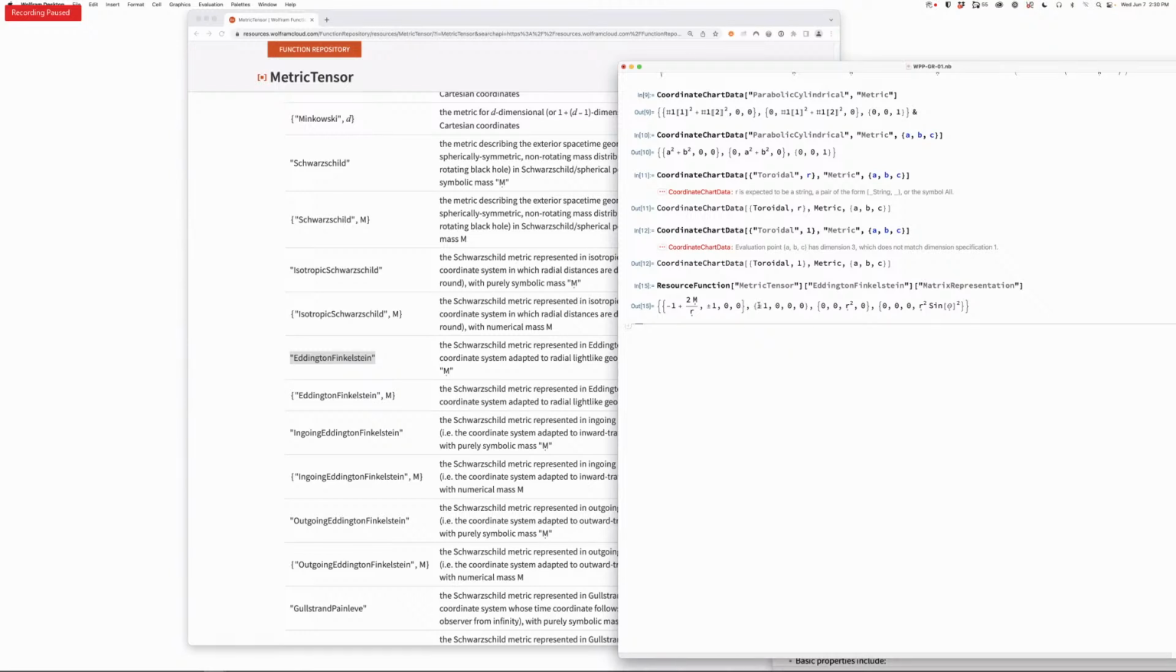That's because you can have both ingoing and outgoing Eddington-Finkelstein coordinates. If you say ingoing Eddington-Finkelstein, it will change to just a plus. If you change it to outgoing Eddington-Finkelstein, it will change to just a minus. Okay. We have the same thing with ingoing and outgoing Gullstrand-Painlevé coordinates and so on.